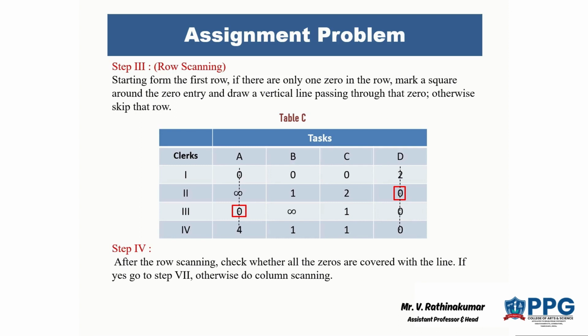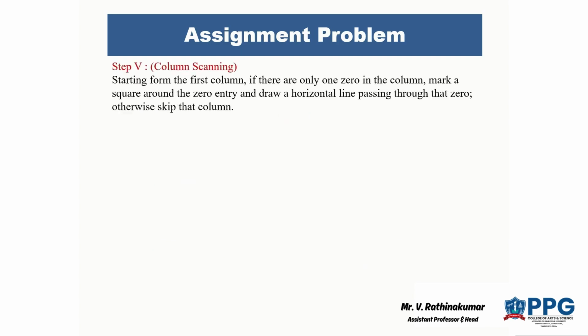After the row scanning, check whether all the zeros are covered with the line. If yes, go to step 7, otherwise do column scanning. So in table C, there are 2 zeros which are not covered by any line. So we will move on to the column scanning. Column scanning. Starting from the first column, if there is only one 0 in the column, mark a square around the 0 entry and draw a horizontal line passing through that 0. Otherwise, skip that column.